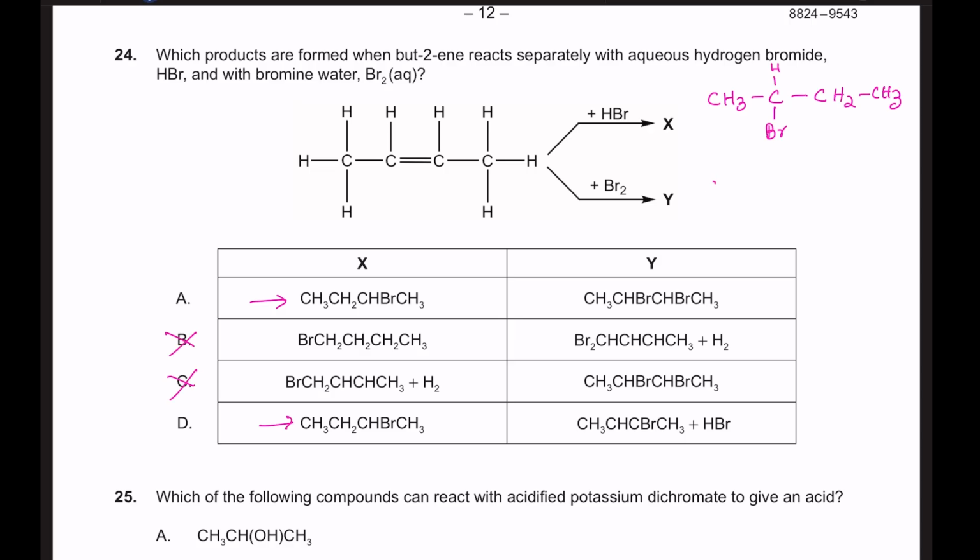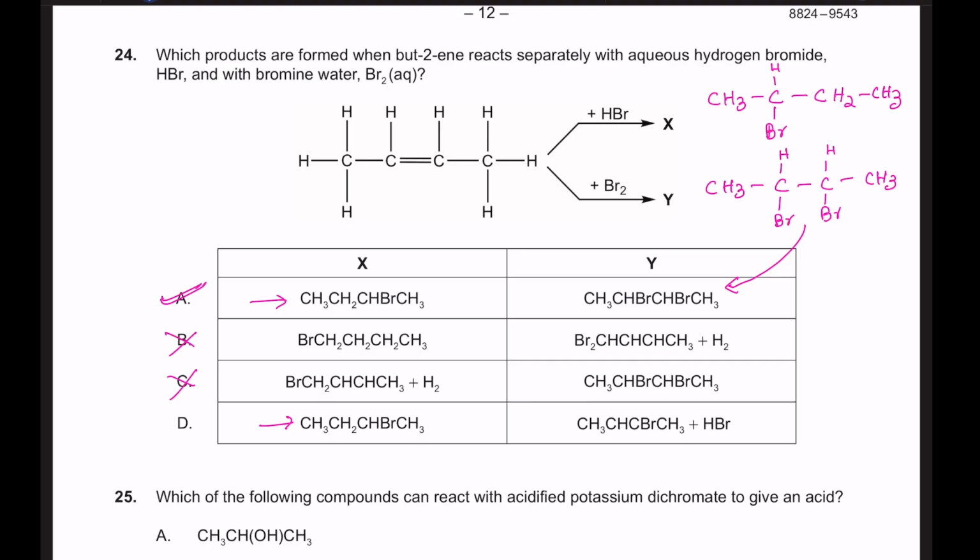For Br2, both carbon atoms will add one bromine. So this is CH3CHBrCHBrCH3, option A. This exactly matches with this formula.